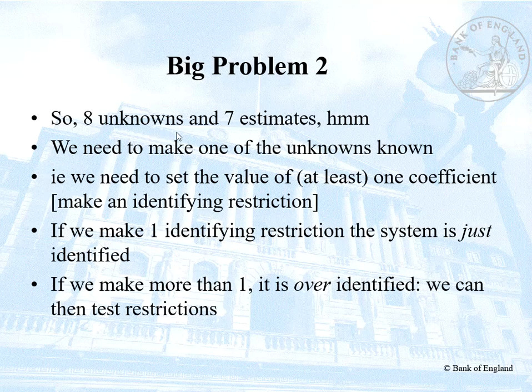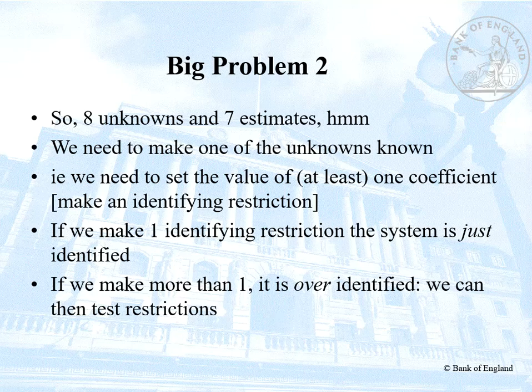So, 8 unknowns and 7 estimates. In our example, we need to make one of the unknowns known. For example, we need to set the value of at least one coefficient, making an identifying restriction. So if we make one identifying restriction, the system is just identified. If we make more than one, it is over-identified. We can then test the restrictions.